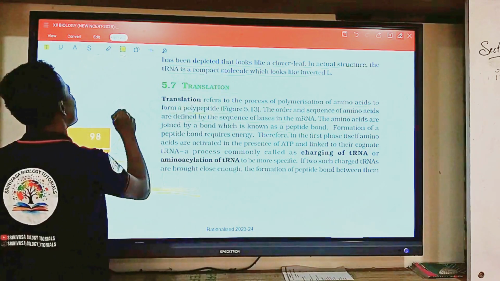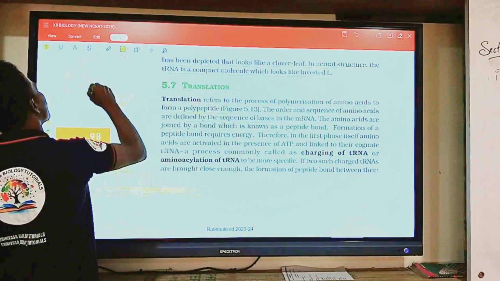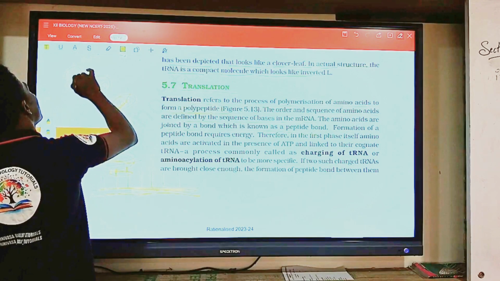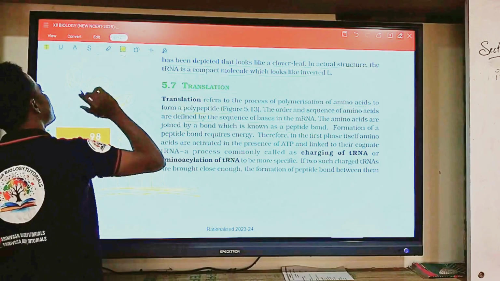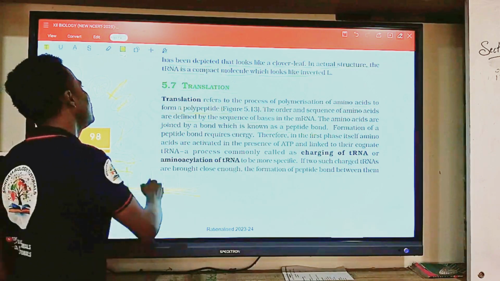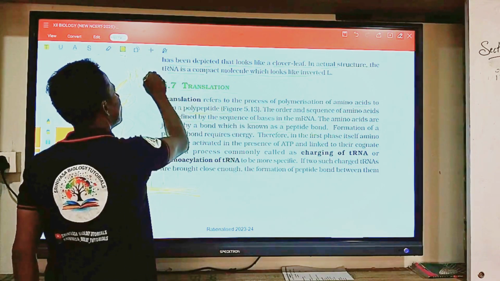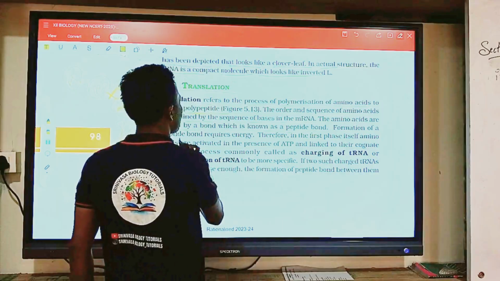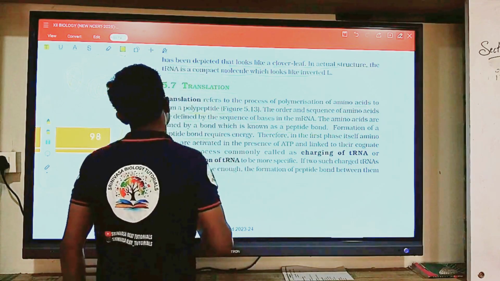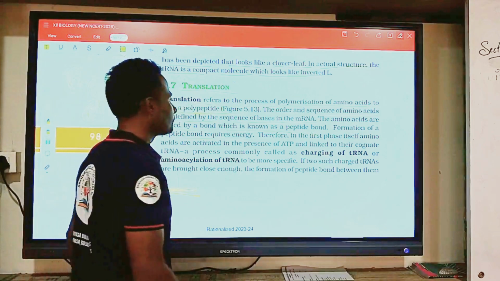bond. When the amino acids come here, like serine, proline, arginine, they bind, and a specific bond is present. That bond is called what? That is a peptide bond. The formation of peptide bonds requires energy. What do they require? Energy means ATP is required.